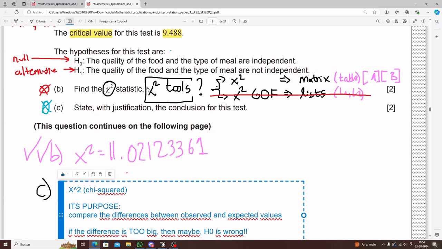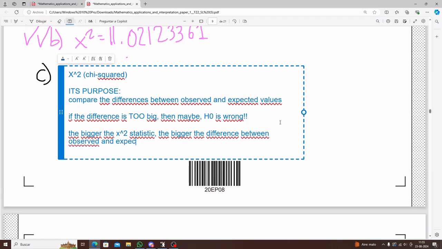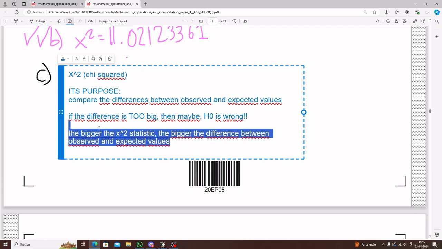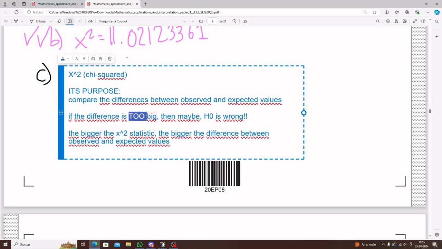And so the chi-square statistic, think about it this way, okay? The bigger the chi-squared statistic, the bigger the dispersion, maybe the difference between observed and expected values. So maybe this is a bigger idea you can write down. The bigger the chi-square statistic, the bigger the difference between observed and expected values. Now the obvious question here is that at some point it gets too big, right? But how do you evaluate if it's too big or not?